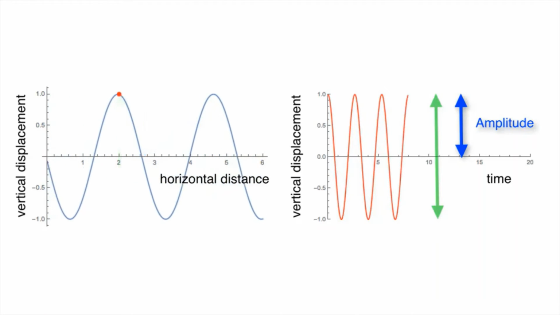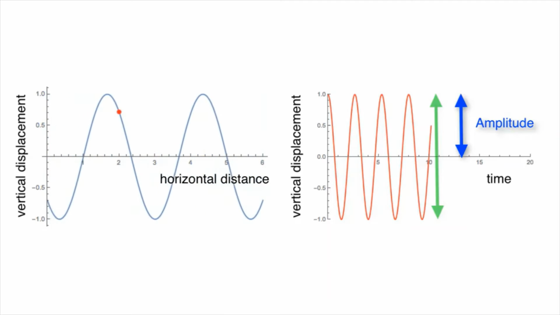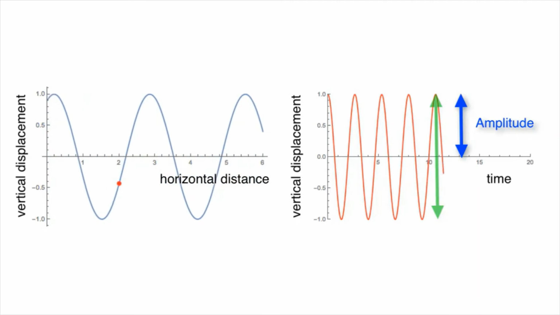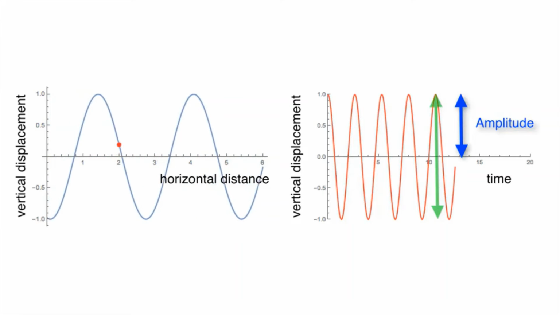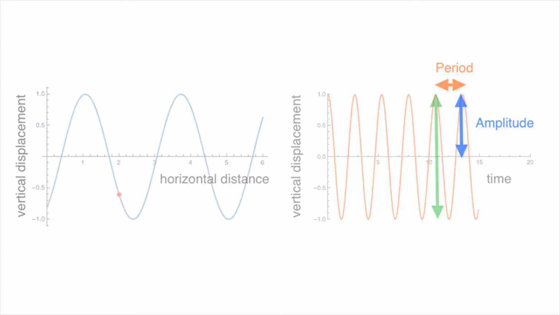And the time that it takes for a molecule to complete one full cycle, that is starting from crest, descending to the trough, and ascending to a crest, is called the period of the wave. It is the time between crests in a displacement versus time plot.